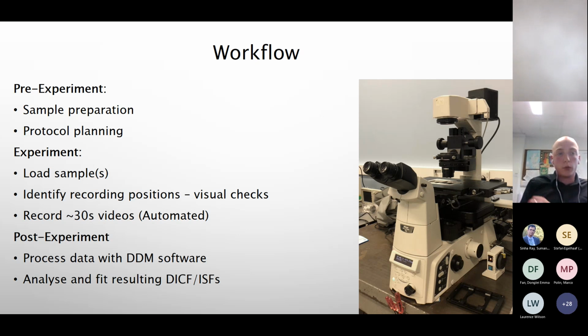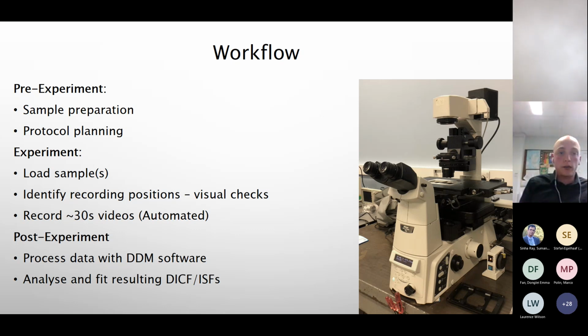Just to finish up pretty much, I want to go over the workflow for an experiment. So most of the work you do for DDM is done before and after. So before an experiment, you need to prepare your samples, plan out ahead, get ready. But for the actual experiment itself, you need to put the samples under the microscope, identify some position to record and do some visual checks, make sure you can see your sample. And then you've got to set it up to record 30-second videos, which is usually quite automated.